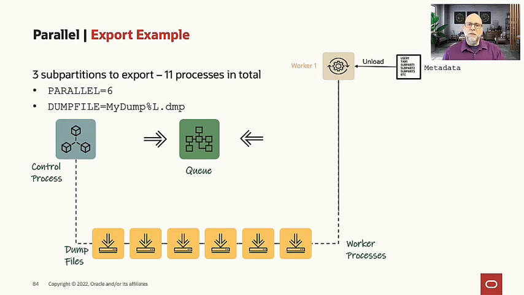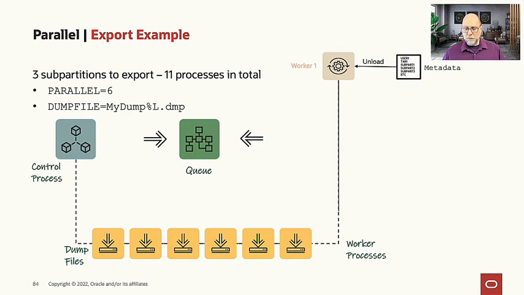So now let me just give you kind of a boxes and arrows type of example of how this really plays out in terms of processes. Let's say you've got 3 subpartitions that you're going to export here, and you specify parallel equals 6 for data pump. In this particular table, as I said, 3 subpartitions. And we're using a wildcard so that you get parallel dump files, which is the right thing to do. Now, how many processes would you expect to get out of this example when you said parallel 6?